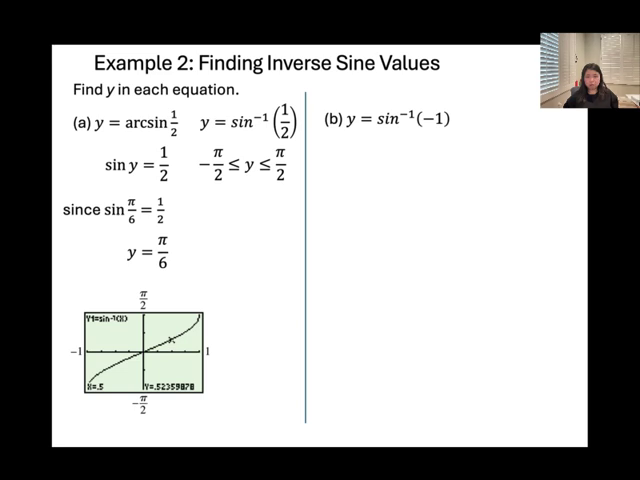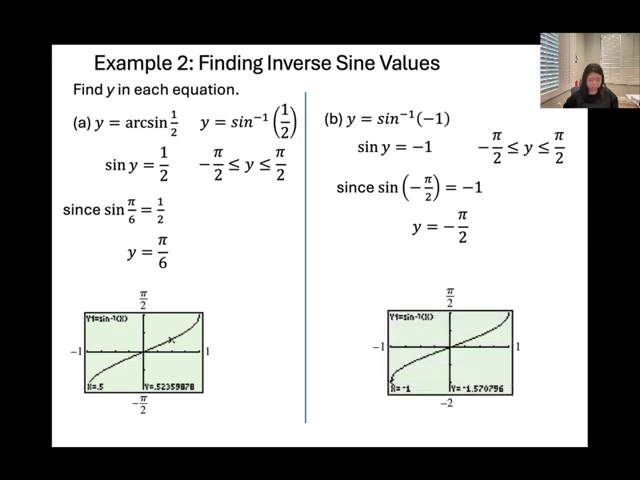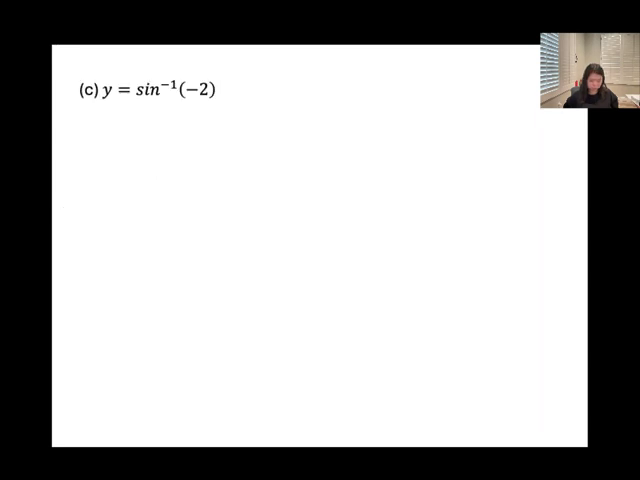Okay, B. This means sine y equals negative 1, right? And then one more time, write down the range. The y here has to be inside this range. So sine of negative pi over 2 will be equal to negative 1. So y equals negative pi over 2. Okay, C.